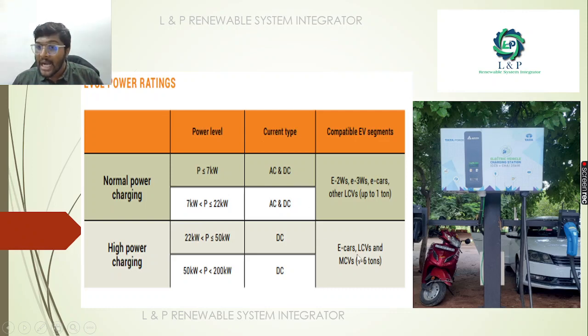But when you're going for a car, or light commercial vehicles, or medium commercial vehicles weighing around 1 to 6 tons capacity, in such cases your power level requirement can be from 22 kilowatt to 50 kilowatt, or from 50 kilowatt to 200 kilowatts also. So on such occasions, the better option is the DC current type.